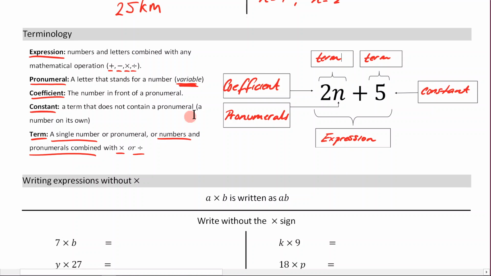Okay, so having now gone through all of that, it's really important that you know what an expression is, what a pronumeral is, what a coefficient is, what a constant is, and what a term is. We'll be seeing more of these very soon, but it's important that you have a good grasp of them now.